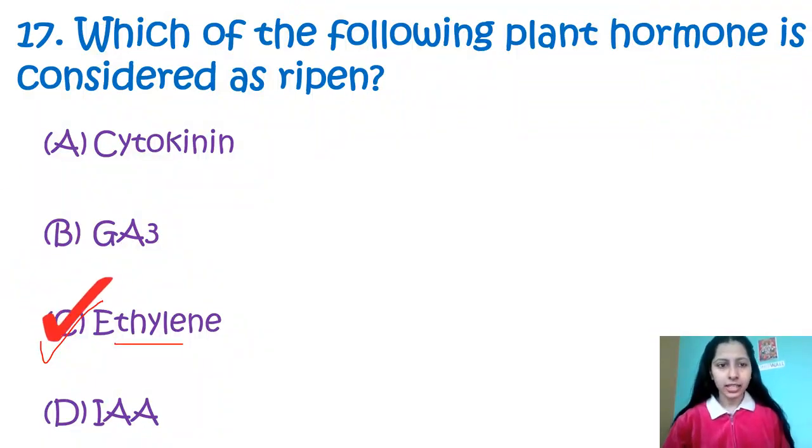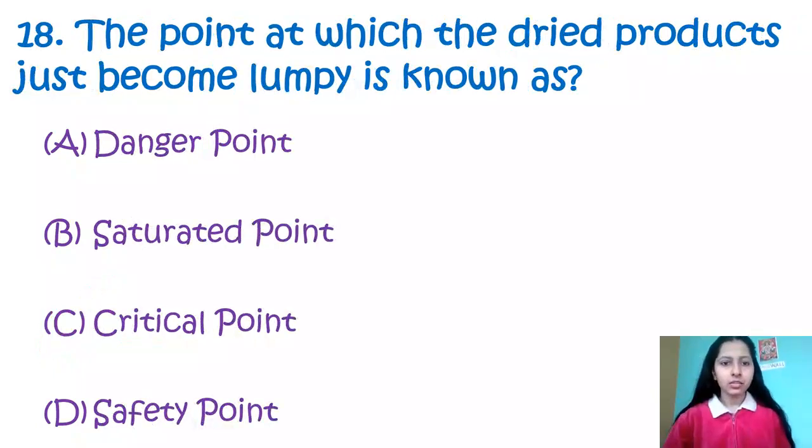Question number 18. Point at which the dried product just become lumpy is known as danger point, saturated point, critical point or safety point. So my option number C is correct, since the point at which dried products become lumpy, this point is called critical point.